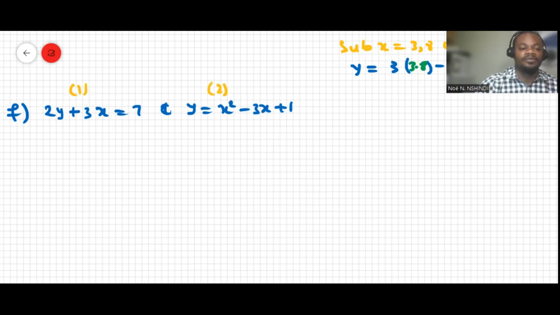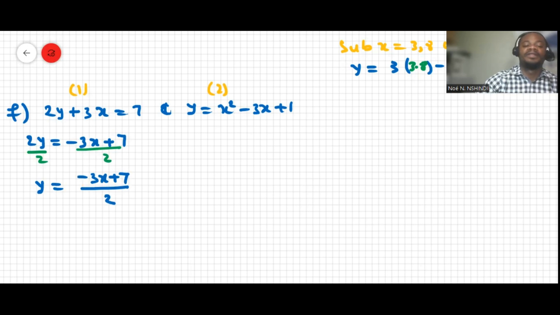So we can move everything to the right hand side. That makes negative 3x plus 7, and then divide both sides by 2, and then we get y equals negative 3x plus 7 over 2.